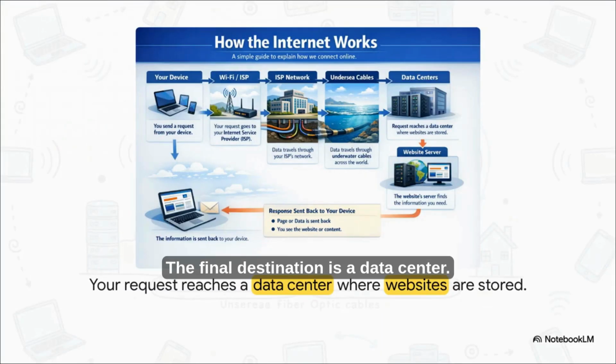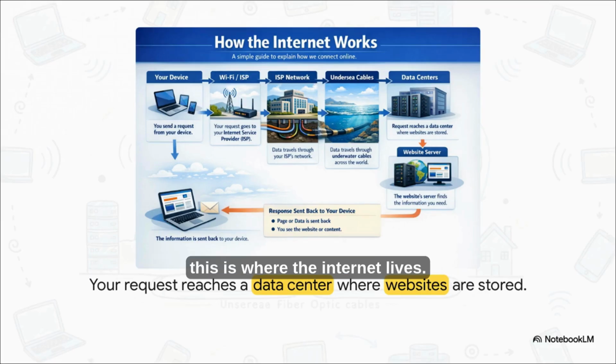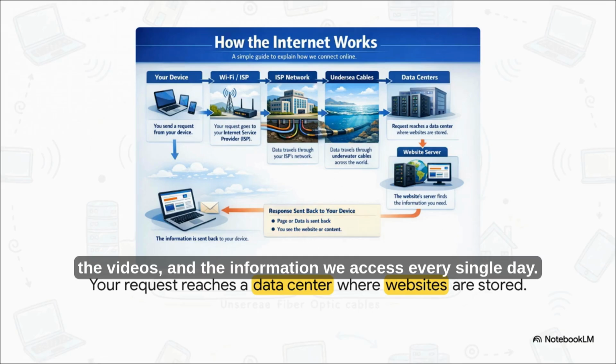The final destination is a data center. These places are gigantic, climate-controlled warehouses just packed to the gills with thousands upon thousands of computers stacked in racks. In a very real way, this is where the internet lives. These buildings store all the websites, the videos, and the information we access every single day.